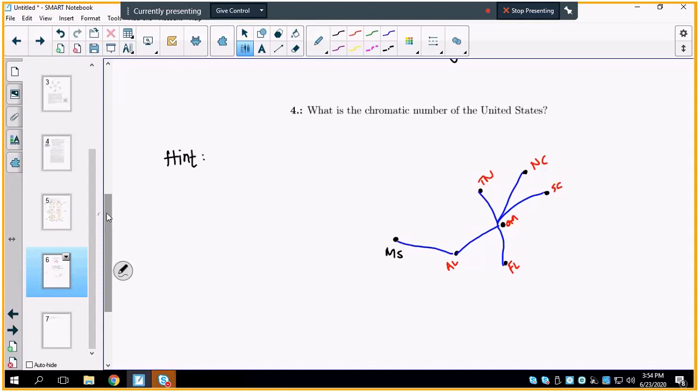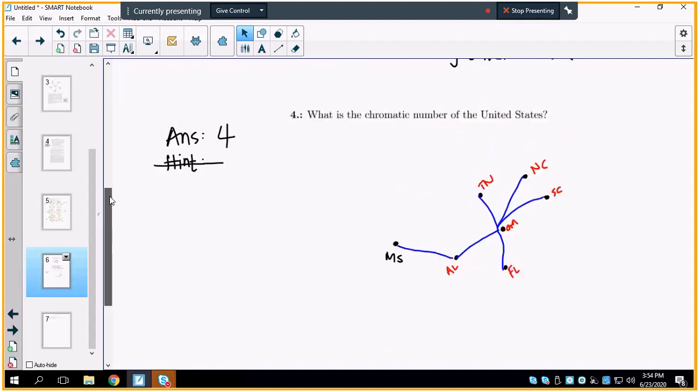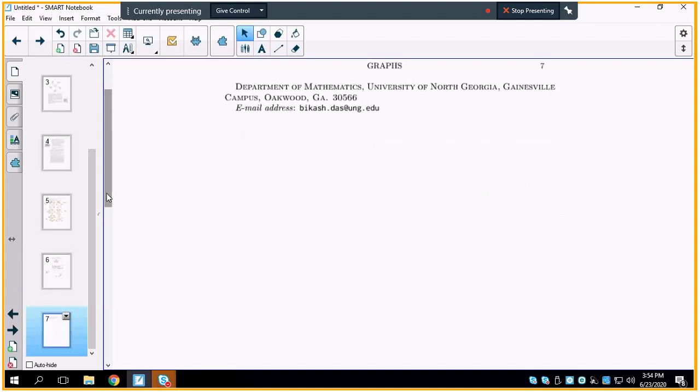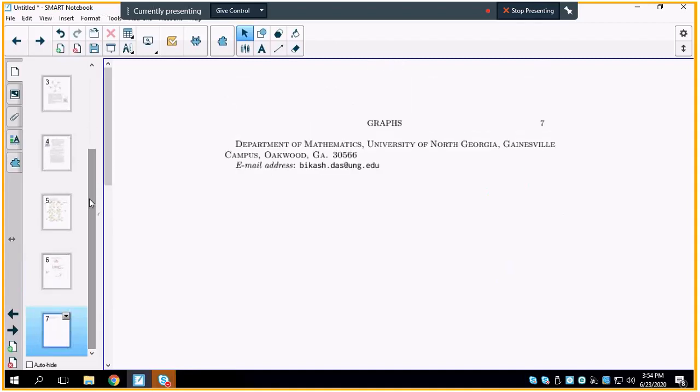I don't know if it's really a hint. The answer is 4. And that might seem kind of surprising because we have 50 vertices that we could color them all with 4 colors, but it is possible. So have a little fun exploring that. This is the last exercise here in this lecture, so we'll conclude the video and conclude our module on graphs.